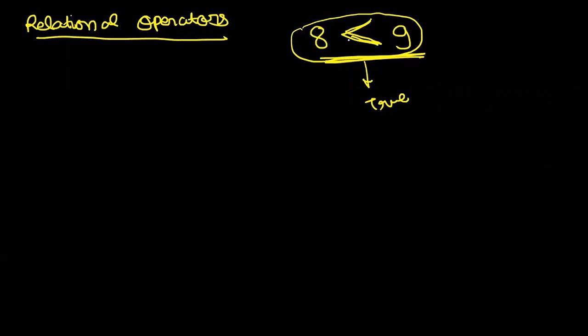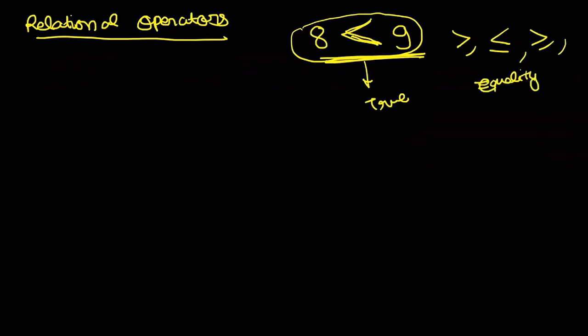So what are relational operators? In maths, we have seen certain relational operators. What are they? Less than, greater than, less than equal to, greater than equal to, okay? Equal to, that is checking for equality, checking for not equality. All these are relational operators, right?